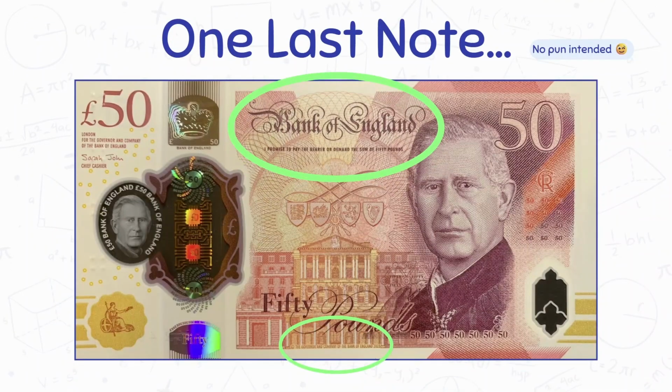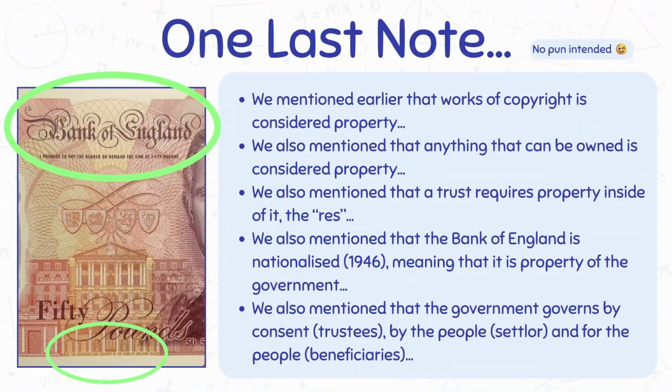And one last note about the note. We mentioned before that works of copyright are considered property. We also mentioned that anything that can be owned is considered property. We mentioned that a trust requires property inside of it as res. We also mentioned that the Bank of England is nationalised, meaning it is property of the government. And we also talked about the fact that the government governs by consent, and they do so by the people, for the people, in a trust structure.